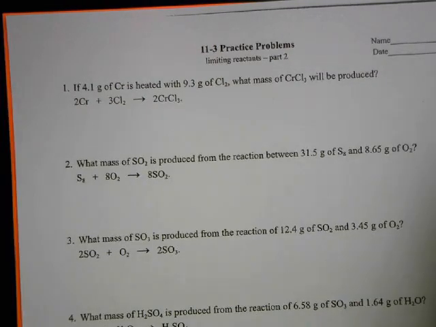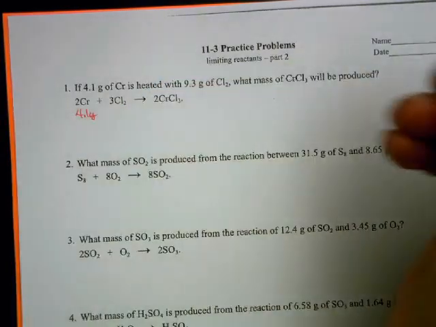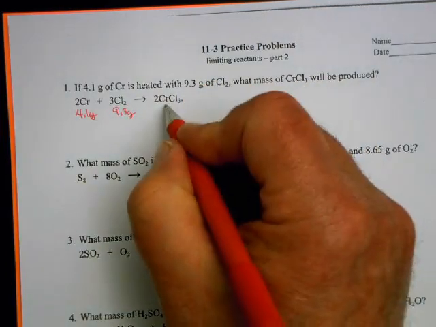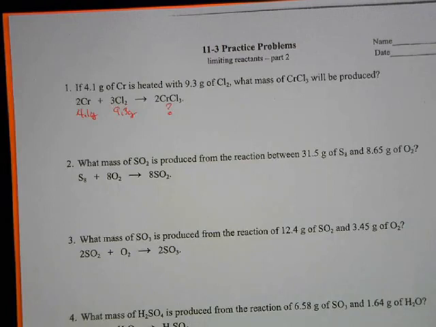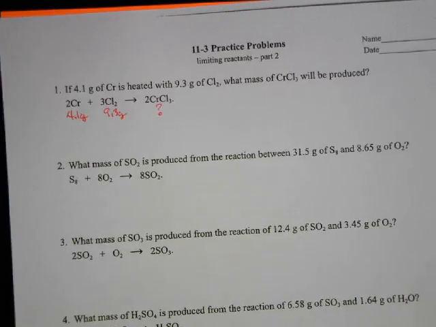First off, annotate our question. So 4.1 grams here, 9.3 grams there, and the question, how much of that am I going to make? Okay, this is a limiting reagent problem, but I got to do one more thing than we did last time. Last time we just said, well, which one of them is limiting? Now we're actually having to figure out how much is produced.